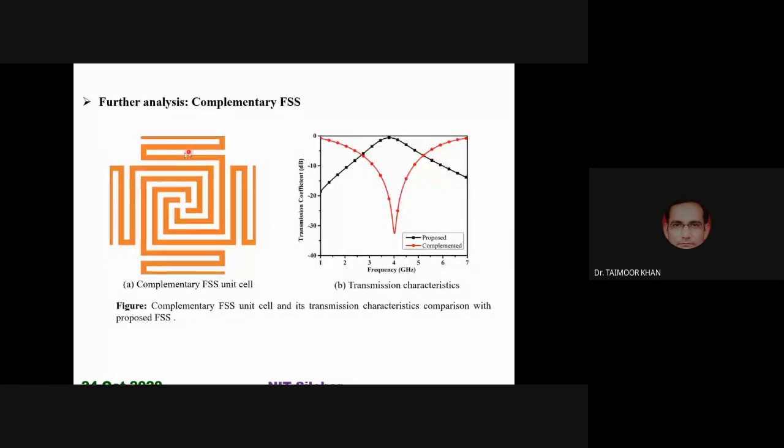Now come to the further analysis, the complementary structure. Earlier, the white part was the copper surface, and this part was the dielectric surface. Now we have taken the reverse of that. By taking the reverse, several advantages come into the picture by using the complementary form of the frequency selective surface unit cell. Its performance is here, the proposed one and the complemented one.